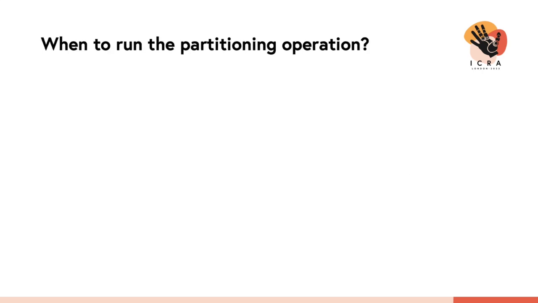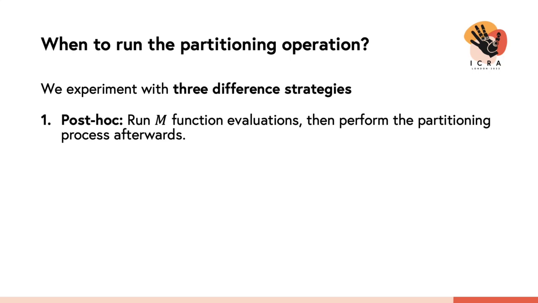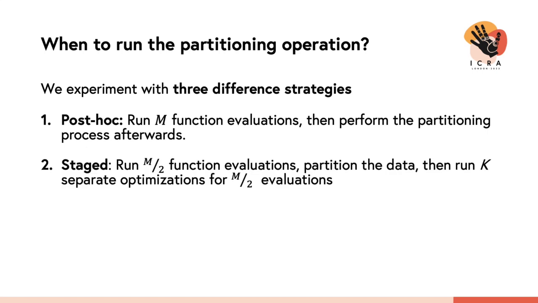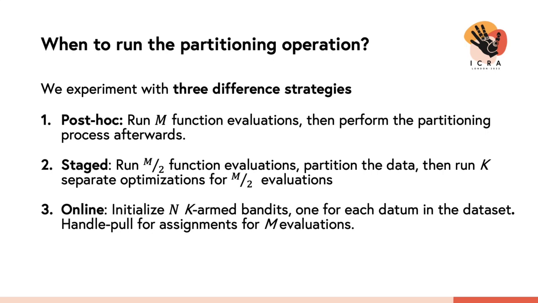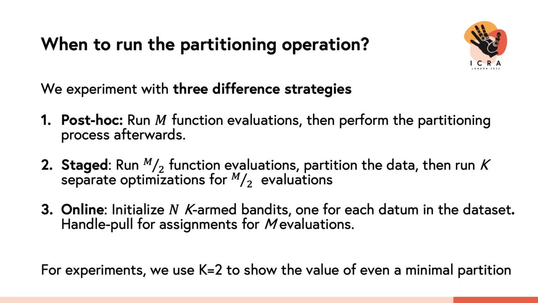To perform the partitioning operation, we consider three strategies for when to assign different labels to the data. The first is a post-hoc strategy, where black box optimization is used to do exploration, and partitioning only happens after the optimization is run. The second is a stage strategy, where half the function evaluations are used to do exploration, then the dataset is partitioned, and then we run separate optimization runs on the new disjoint data. And lastly is an online strategy, where we initialize a multi-armed bandit for each data point and pull handles to decide which optimizer it's going to be assigned to that iteration. In all of our experiments, we only use two clusters to show you the value of even minimal partitioning.